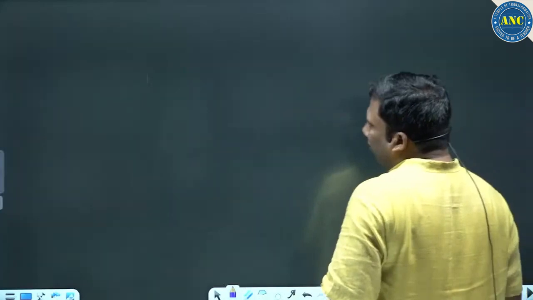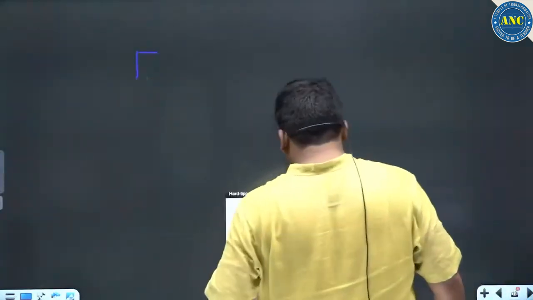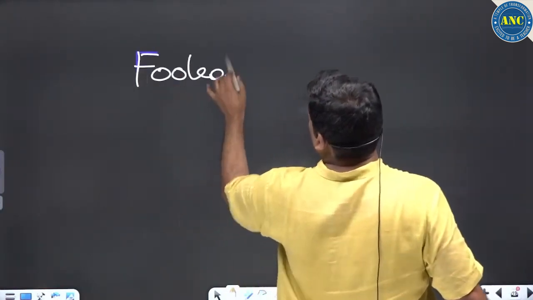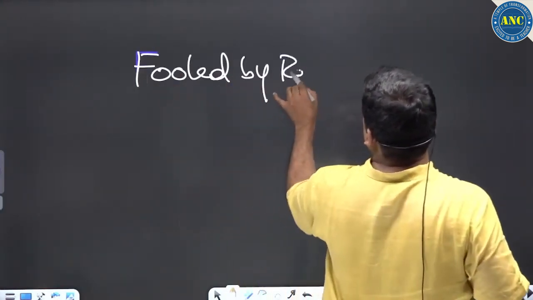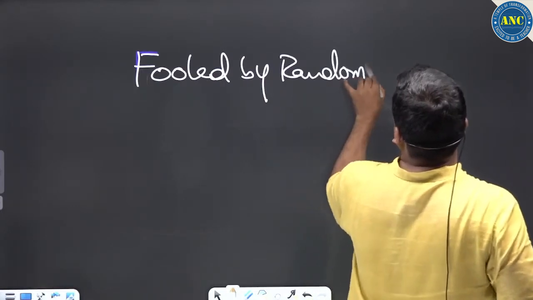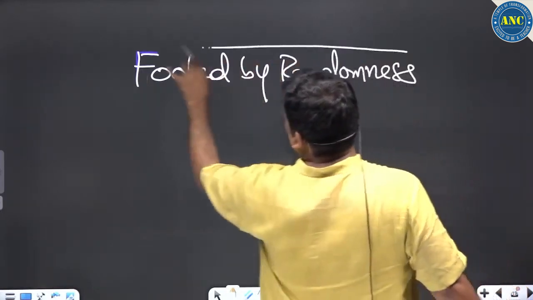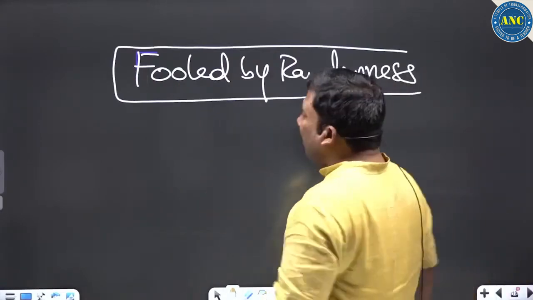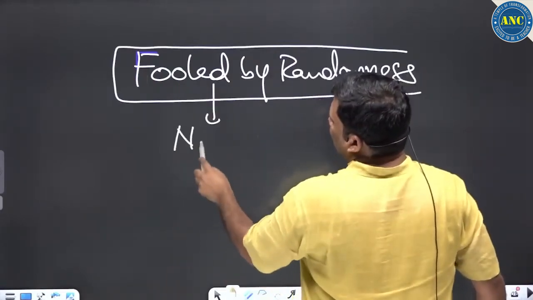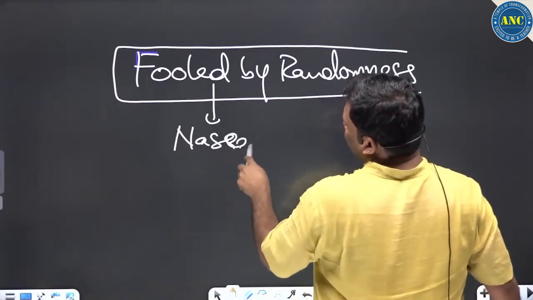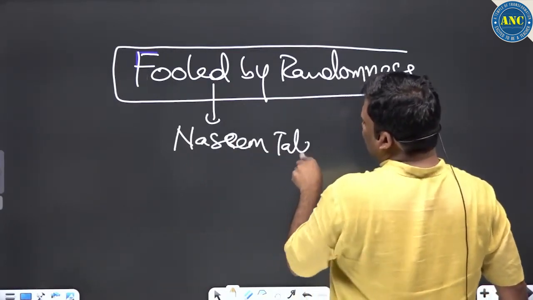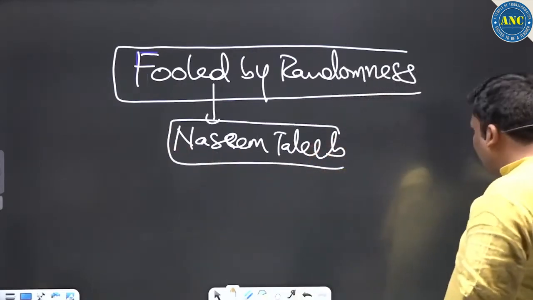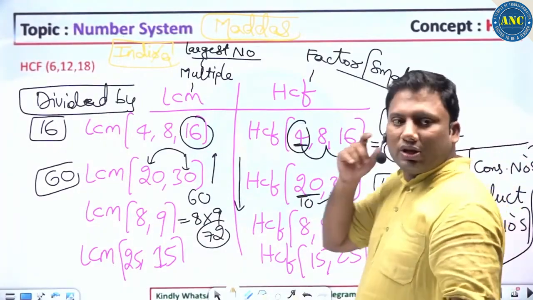There is a very beautiful book. The name of the book is Fooled by Randomness. Why does a certain section of people, in spite of not being so talented, getting less marks, still go ahead and become very successful in life? The author is Nassim Taleb. It's a very interesting book. Not right now, whenever you get time, please read it. Fooled by Randomness. Now let us get into the question.